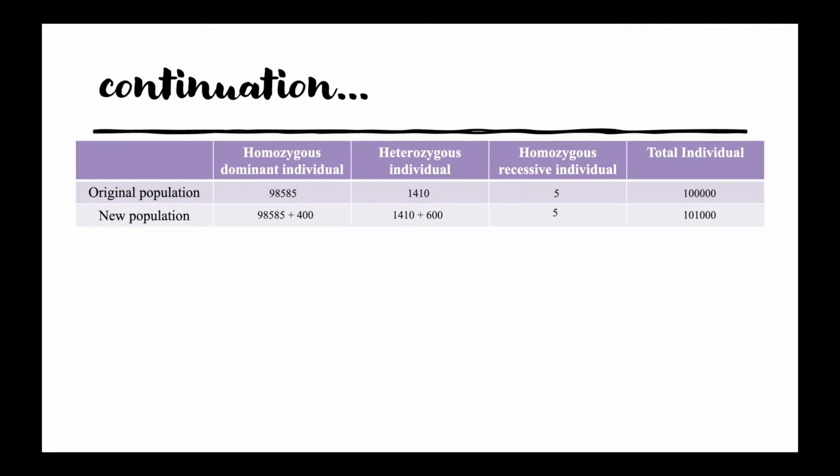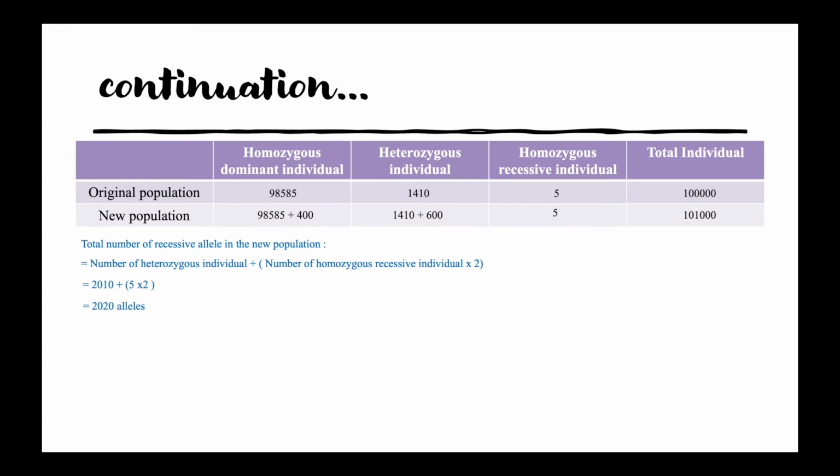To find the frequency of recessive allele in the new population, we first find the total number of recessive alleles in the new population. Recessive alleles can be found in heterozygous individuals and also homozygous recessive individuals. Each heterozygous individual will only carry 1 recessive allele. Meanwhile, homozygous recessive individuals will carry 2 copies of the recessive allele. So therefore, you have to multiply the value by 2. In this case, 2,010 plus 5 times 2, giving you the value of 2,020 alleles.